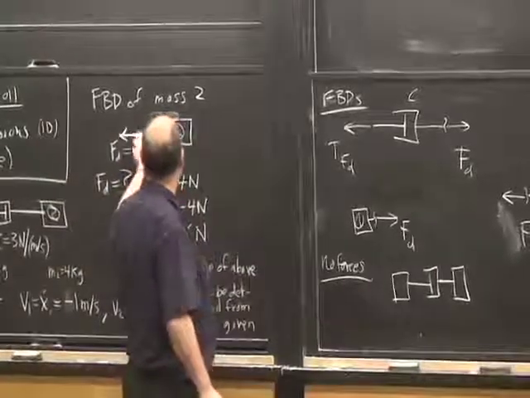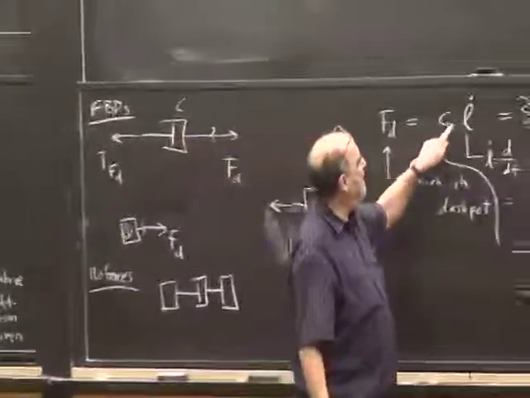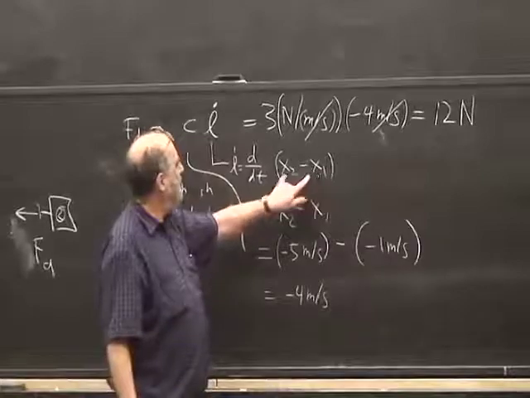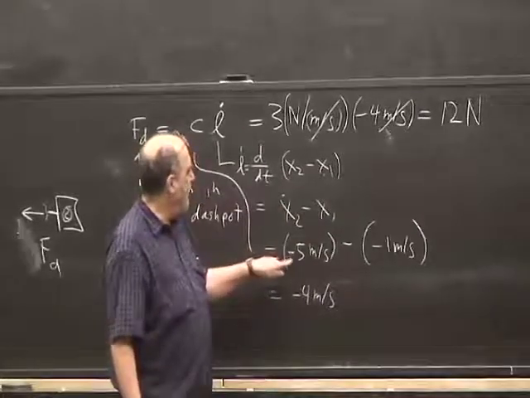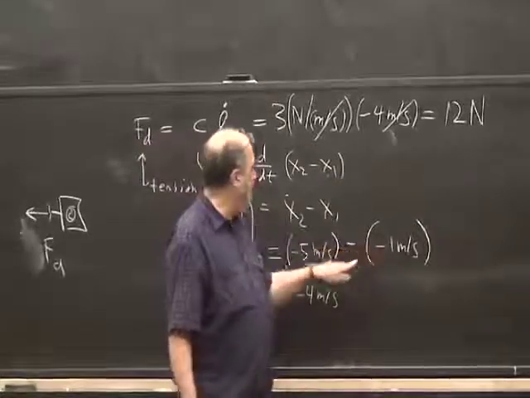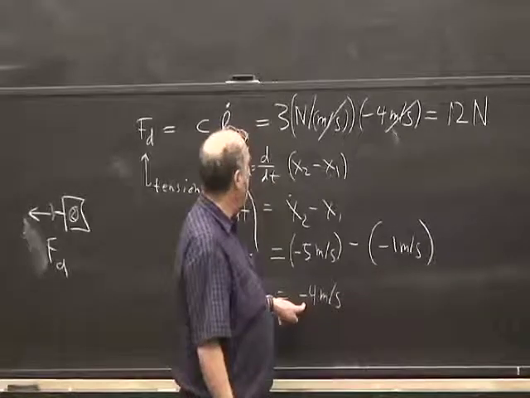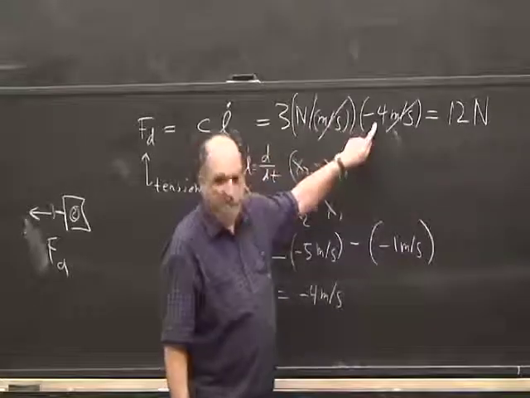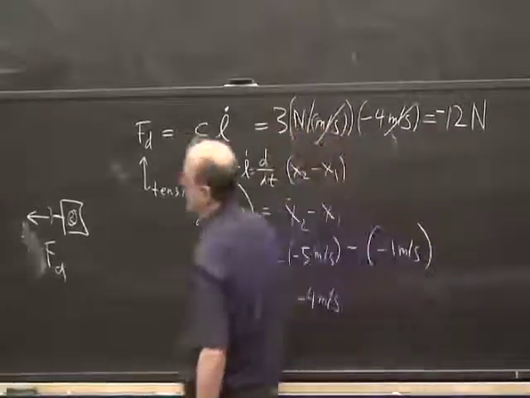Here's a force which I've assumed is this one. That matches this one. That matches this one. It should be c times L dot. L dot is the rate of change of separation of these two, which is x2 dot minus x1 dot. x2 dot is minus 5 meters per second. x1 dot was minus 1. This turns into minus 4 meters per second. So that we have 3 times minus 4, which is minus 12. Thank you.